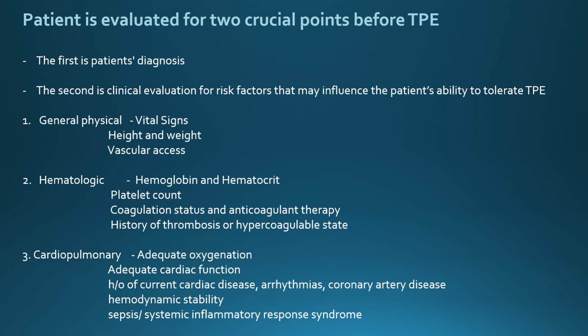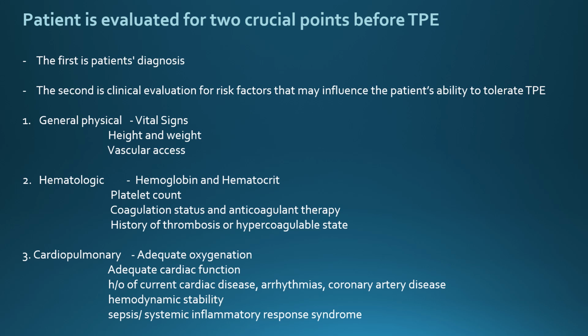Now, how can we evaluate the patient? There are two crucial points before TPE. First is the patient diagnosis, and the second is the clinical evaluation for risk factors that may influence the patient's ability to tolerate the procedure. So, you have to see the general physical, like vital signs, height and weight, vascular access. Then hematological, you have to look at the CBC, where you will see the hemoglobin, hematocrit, platelet count. Then you will check the coagulation status by seeing the PT/INR values and anticoagulant therapy the patient is on, or whether there is a risk of thrombosis or hypocoagulable state.